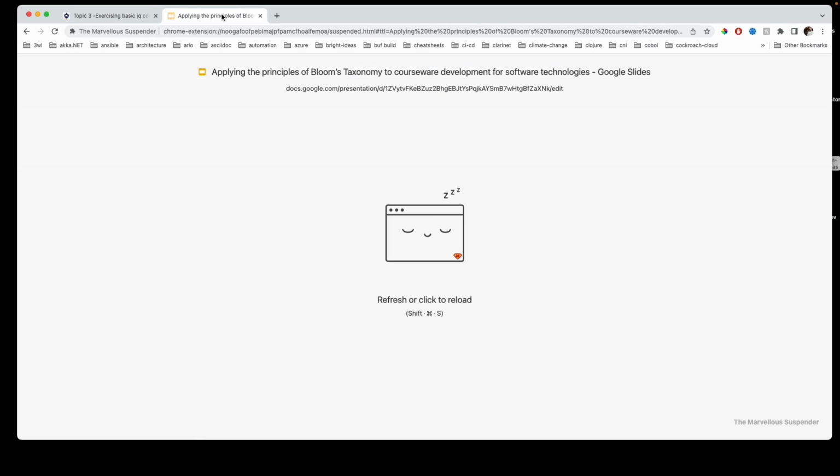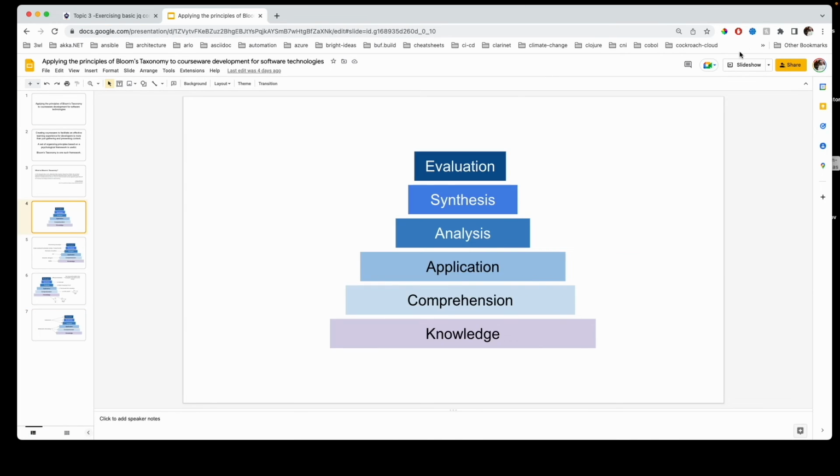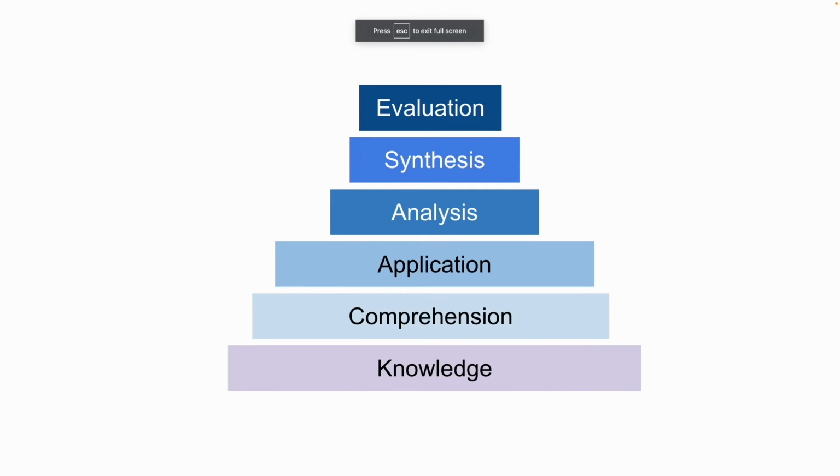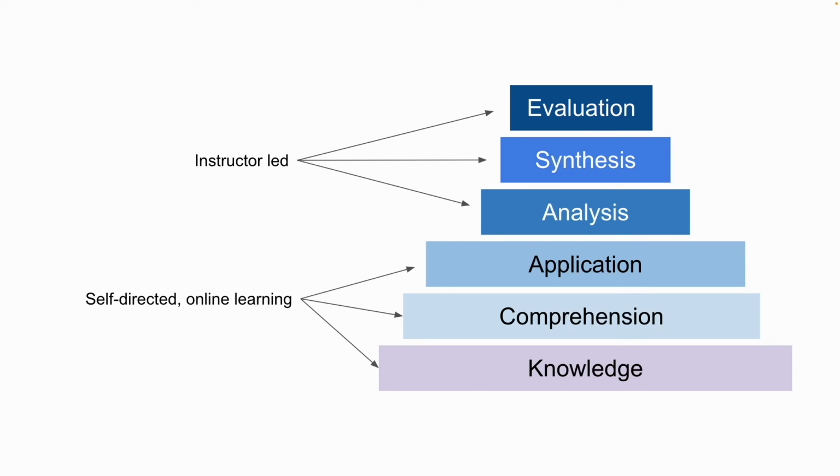So let's go back to here. Let me just bring this back. Let's go to full screen mode, and let me just, again, in closing, review the six levels of Bloom's taxonomy. You have knowledge, comprehension, application, analysis, synthesis, and evaluation. And again, you might find that as you're developing your courseware, if you're doing interactive online courseware, you want to focus on the knowledge, comprehension, and application stages. Those can be standalone. They don't really require a lot of human interaction.